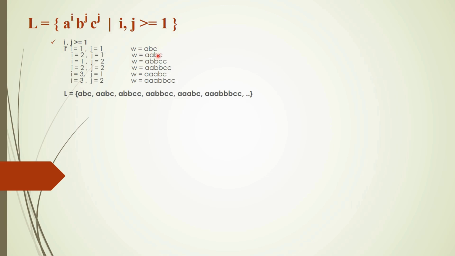Here you can see when i is 1 and j is 1, it is able to generate the string abc. Then when i is 2 and j is 1, that time the string generated is aabc.